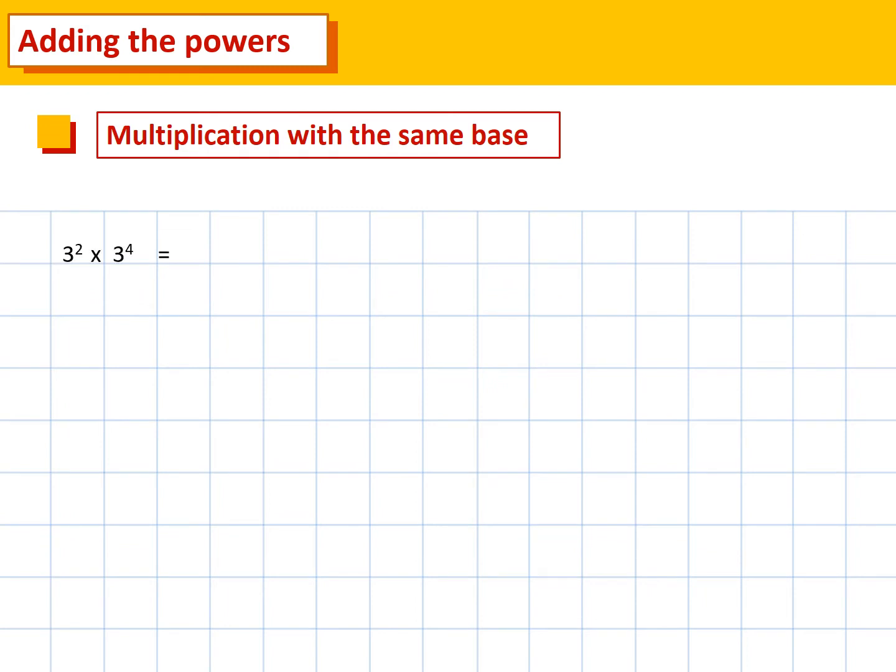So the first thing to check, is the base number the same? Yes, it is. It's 3. If the base number is the same, we can add the powers. 2 plus 4 gives us 3 to the power of 6. And please note, we don't multiply the bases together. We don't say, oh, 3 times 3 makes 9. No, we keep the base as 3 and we add the powers.